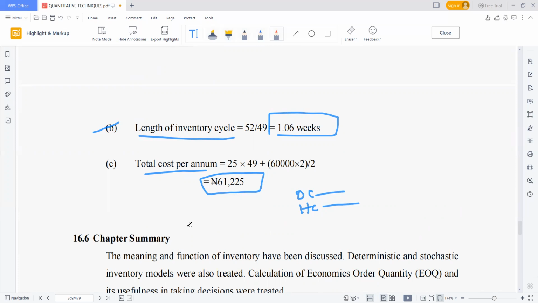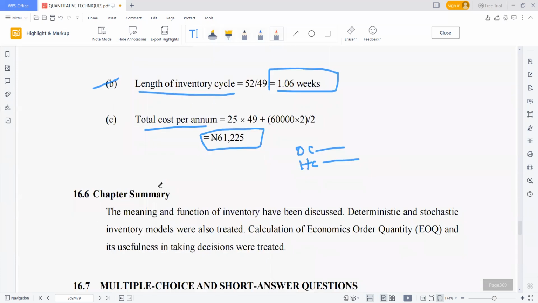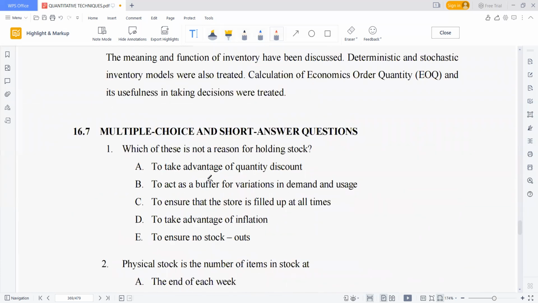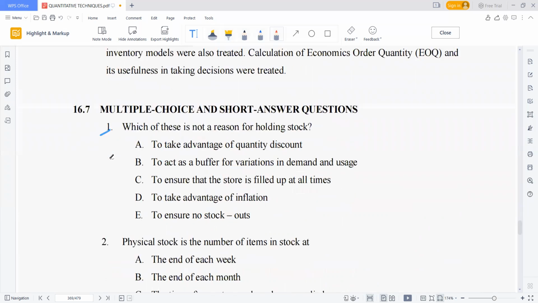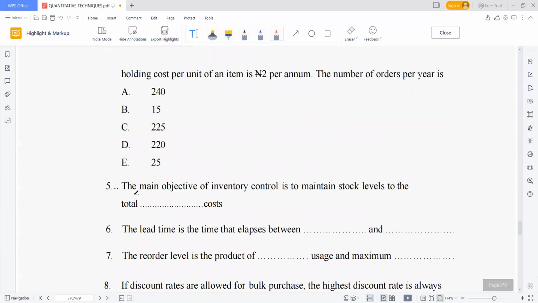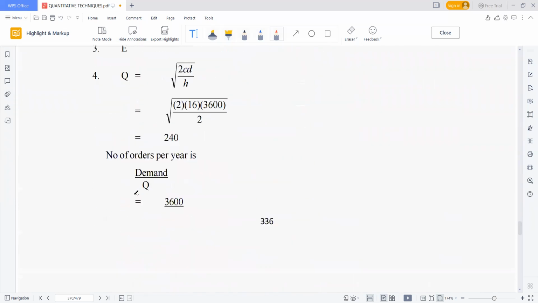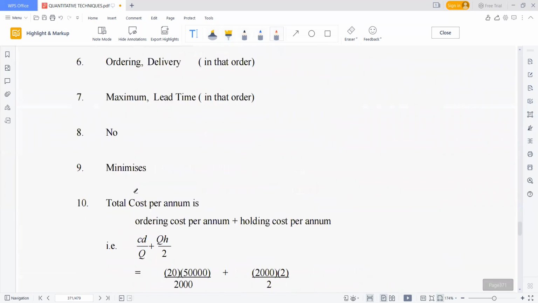Is there any question? So that is the end concerning this particular topic. You can play around. I will send you the soft copy. You already have the material with you. Play around with these multiple choice questions. Most of these questions will be repeated. Then try and solve the question that follows.